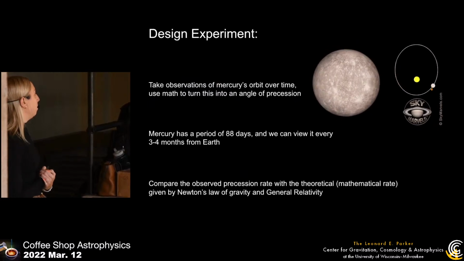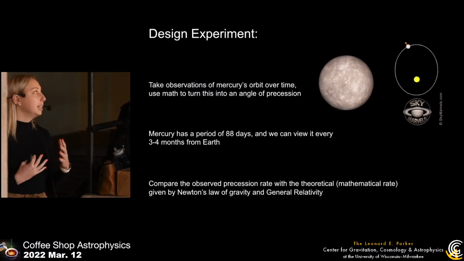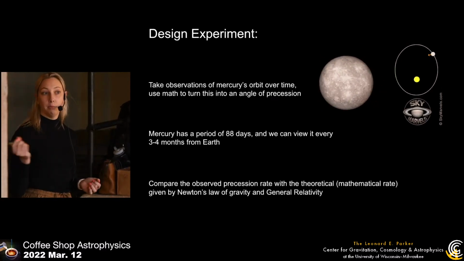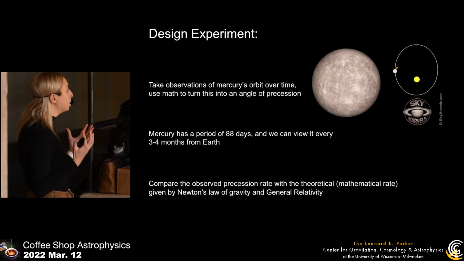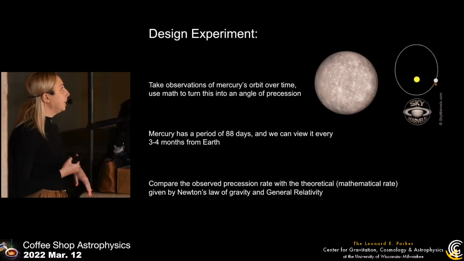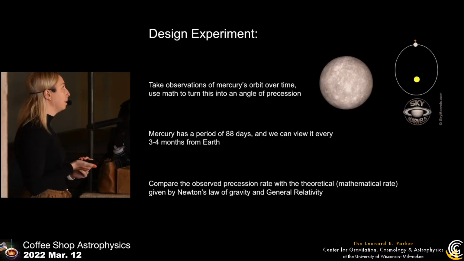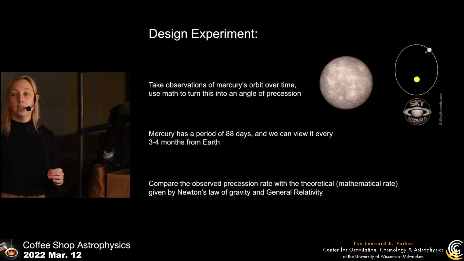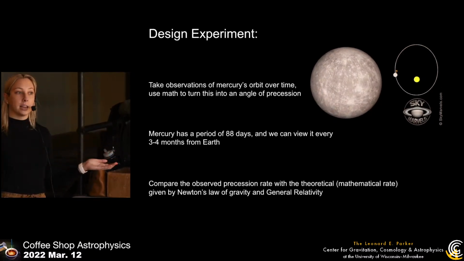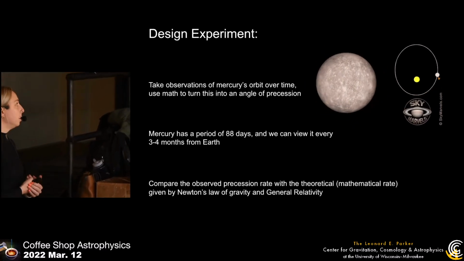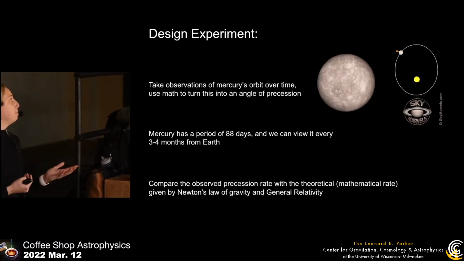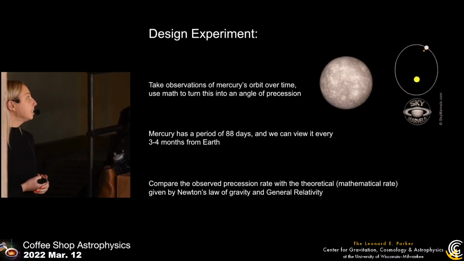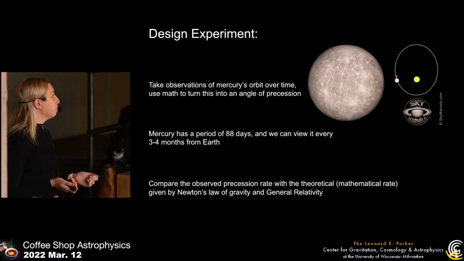Okay, so before Einstein's time, actually, astronomers noticed that Mercury's orbit was slightly changing over time. And so they designed this experiment by taking observations of Mercury's orbit over time, and they used math to turn this into what's called an angle of precession, which is basically just a rate of exactly how it's changing over time. This is a pretty good experiment because Mercury has a short period, since it's so close to the sun, of only 88 days, and we can view it every 3 to 4 months from Earth.